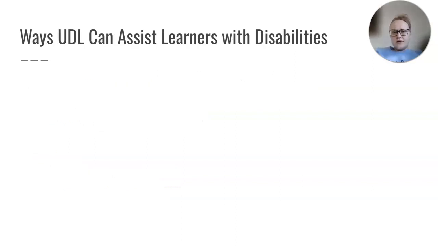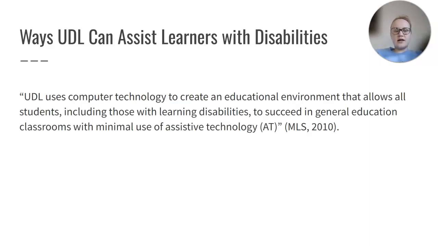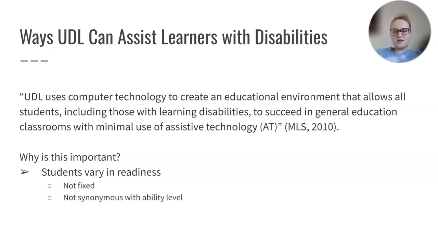So, the universal design for learning can assist learners with disabilities. I pulled a quote from one of our unit readings, and it says that UDL uses computer technology to create an educational environment that allows all students, including those with learning disabilities, to succeed in general education classrooms with minimal use of assistive technology. Now, why is this important? Our textbook talks about how students vary in readiness and how readiness level is not fixed, and it's also not synonymous with ability level. So the universal design really provides a way for all students to learn.